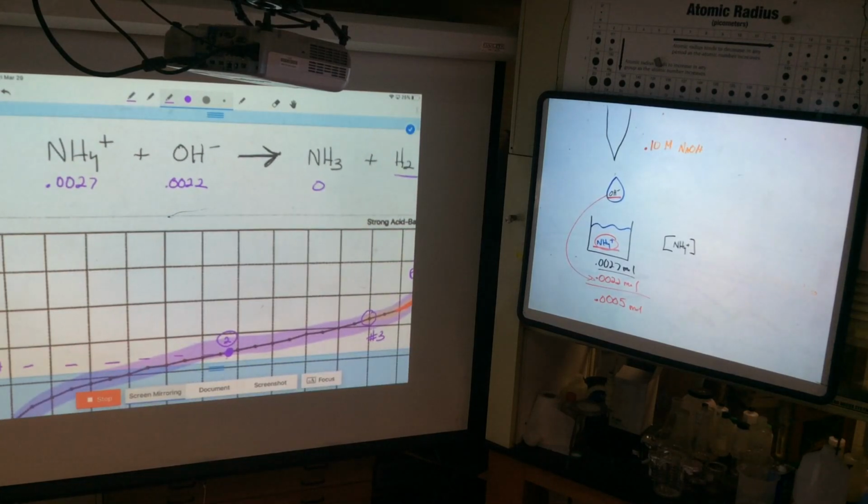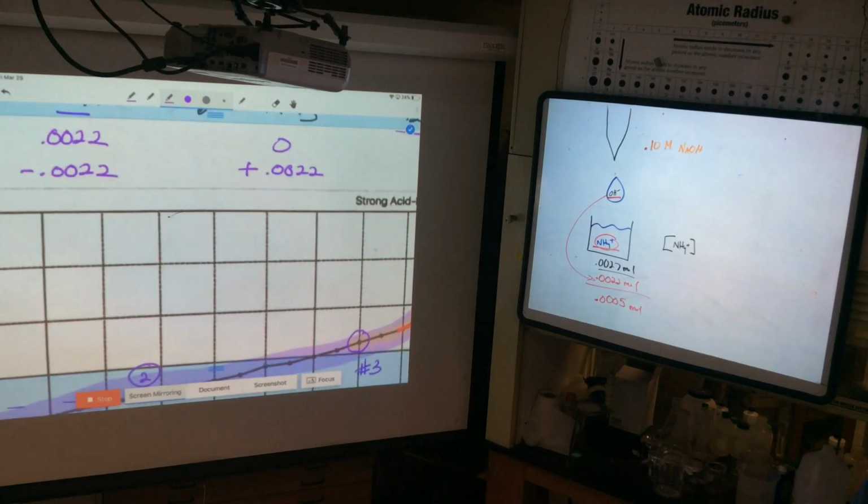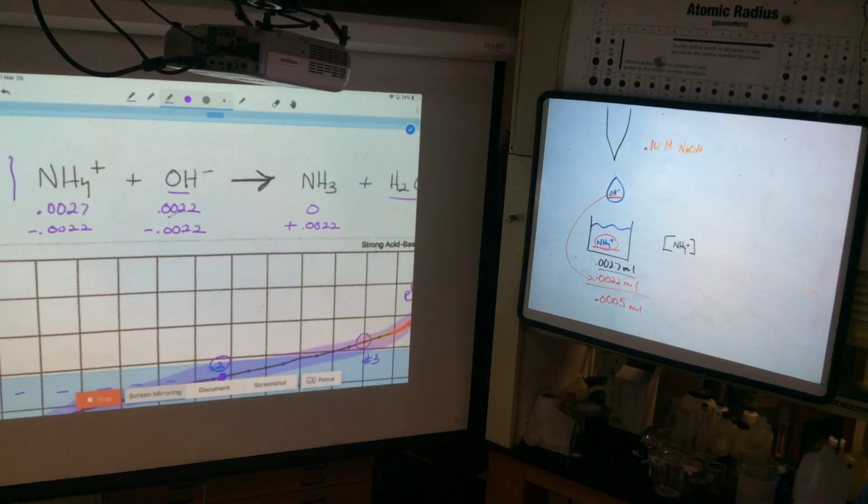And so how's this going to go? If you do your stoich table and figure out the limiting reagent, the hydroxide is limiting. So it's going to be minus 0.0022. This will be minus 0.0022. And this will be plus 0.0022. That's important that you see that. The conjugate acid lost is exactly how much is gained. Why? Because it's a 1-to-1 ratio. And so this goes to 0. This goes to 0.0027 minus 0.0022, which is 0.0005.